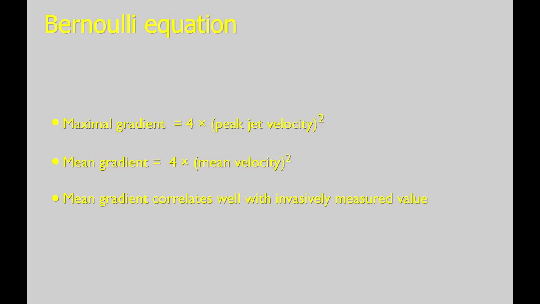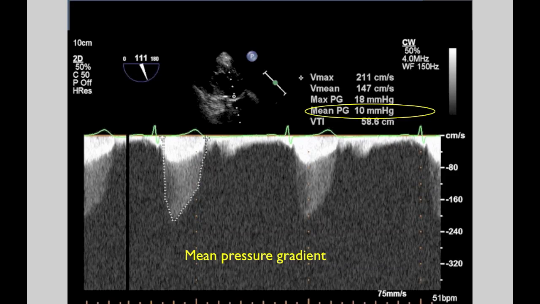We can use mean velocities as well to calculate mean gradients. 4 times the mean velocity squared with this modified Bernoulli equation would result in a mean gradient. And the mean gradient we like because it correlates well with invasively measured pressures. One caveat is that gradients are flow dependent and therefore should not be considered as a primary method of assessing aortic stenosis.